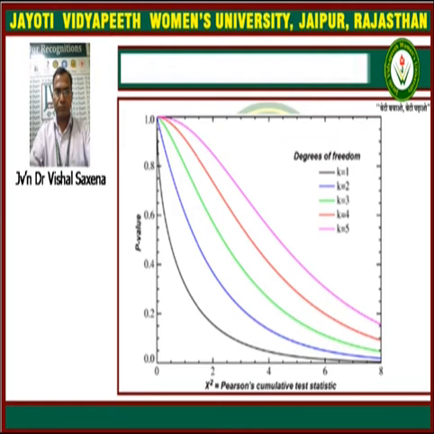Now we share a graph. We can see this graph for the chi-square. The chi-square Pearson's cumulative test statistic is shown, with a graph between the Pearson's cumulative test statistic and the p-value, for different degrees of freedom.